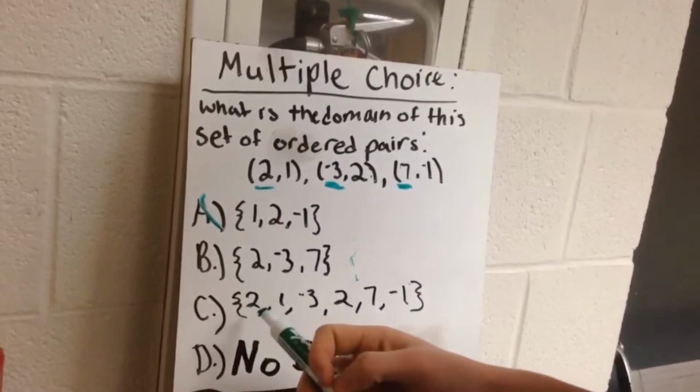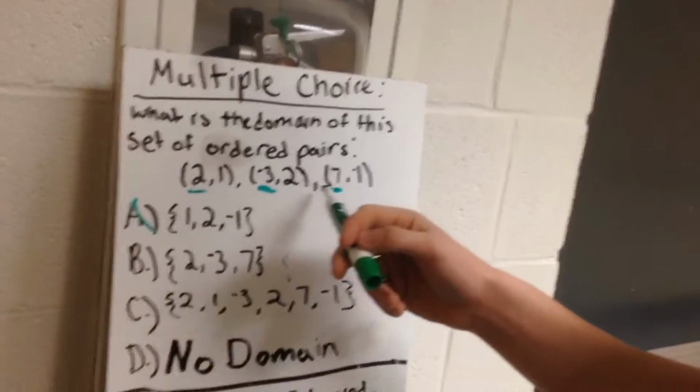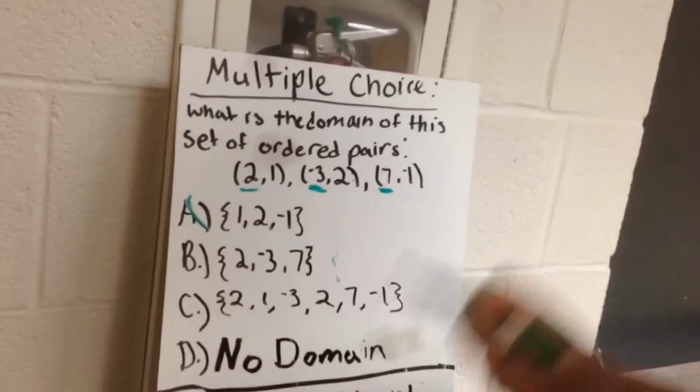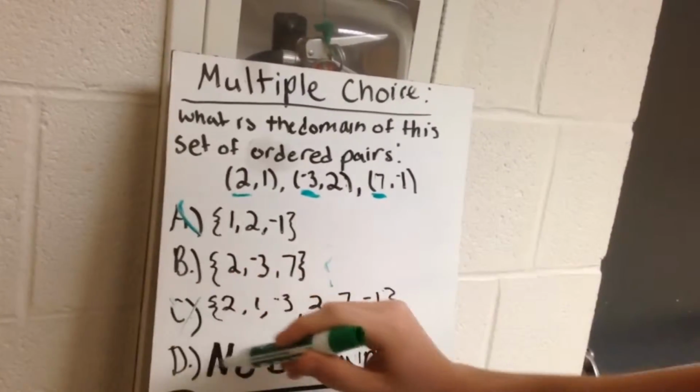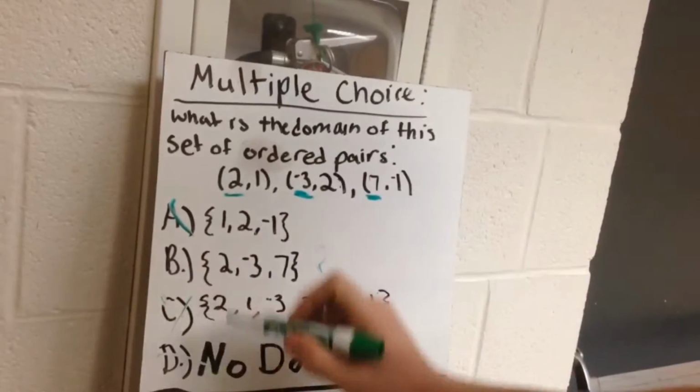Now number C, it says 2, 1. Do we have a 1? We do not have a 1. The 1 is the y value. It is not the domain, so we X that. Now do we not have a domain? Well, we have an x value, so there is a domain. So it has to be B.